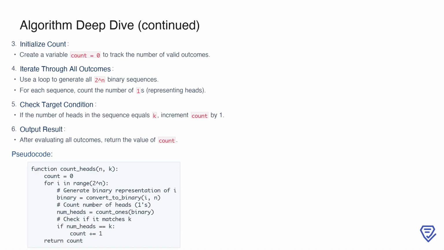We loop through integers from 0 to 2^n - 1, convert each integer to its binary representation of length n, count the 1s in the binary string, and compare that count to k. If it matches, we increment count. This approach ensures we systematically evaluate every possibility.